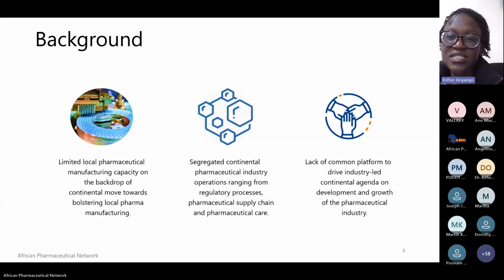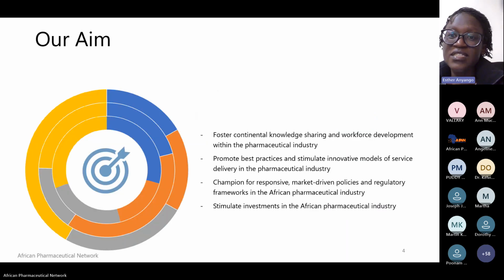Now, the third was just the lack of a common platform to drive industry-led continental agenda on development and growth of the pharmaceutical industry. We realized that we were not coming together as pharmaceutical professionals. Yes, we have the pharmaceutical associations nationally, and we also have the global FIP. But if you think about it, there wasn't any platform continentally that brought together African pharmaceutical professionals just to brainstorm and to think about how they can strengthen the pharmaceutical agenda in the continent. So those are the three backdrops that informed the formation of the Africa Pharmaceutical Network.